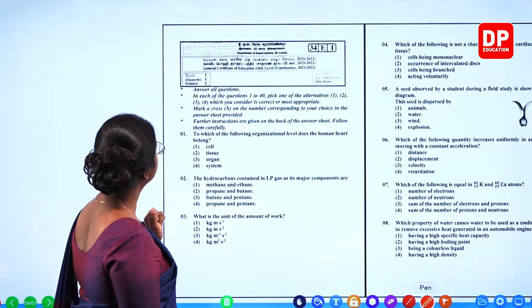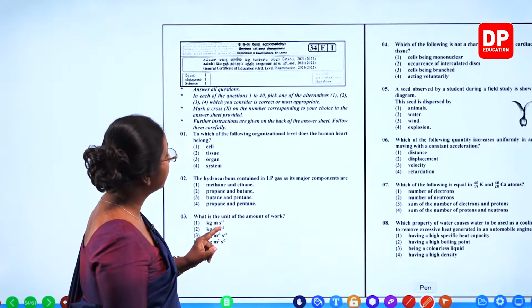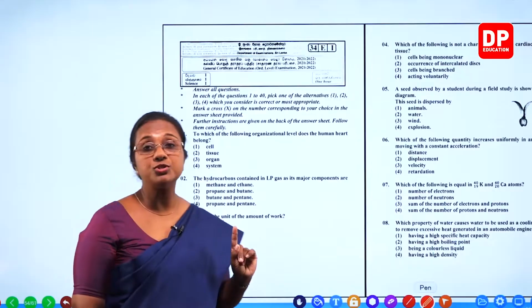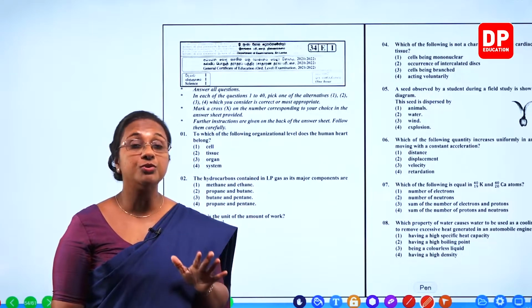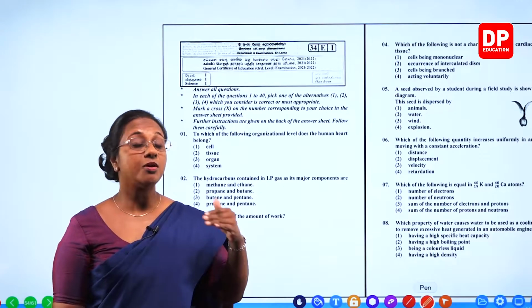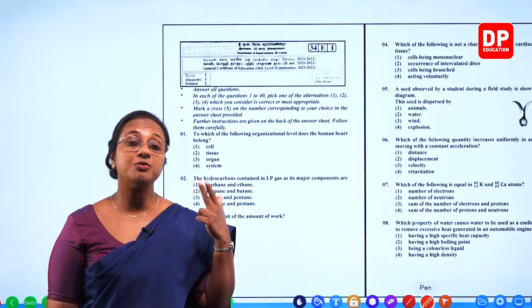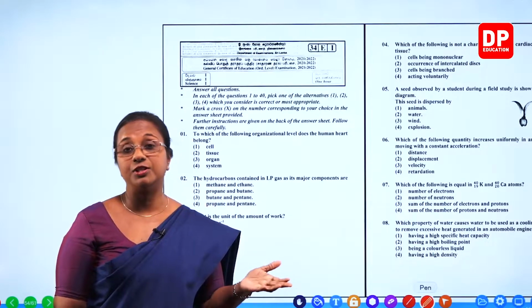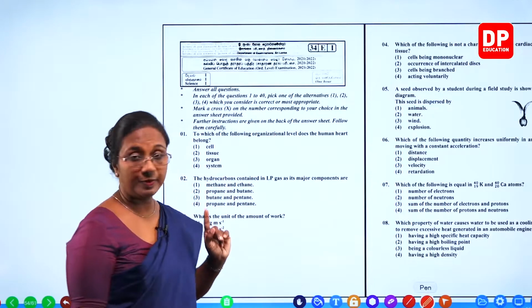The second instruction, in each of the questions 1 to 40, pick one of the alternatives 1, 2, 3, 4 which you consider is correct or most appropriate. I have discussed a question paper before also, so you know students. Some questions or most of the questions have a direct answer, but there are questions where you get two similar answers, but one will be more appropriate for the question. So that is why they have said correct or most appropriate.